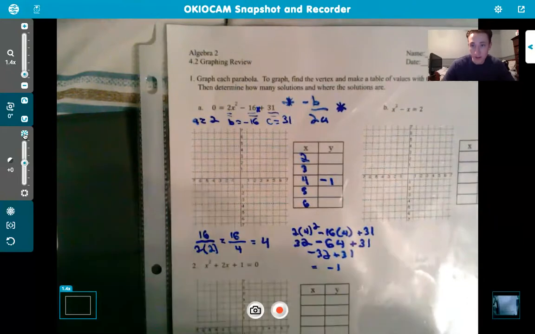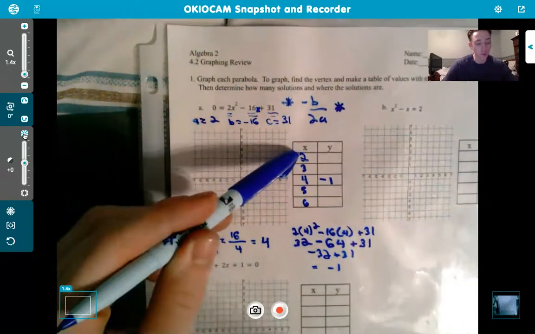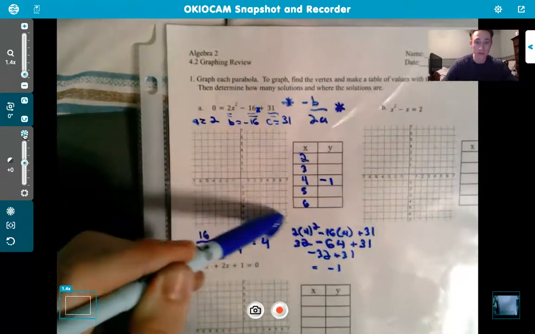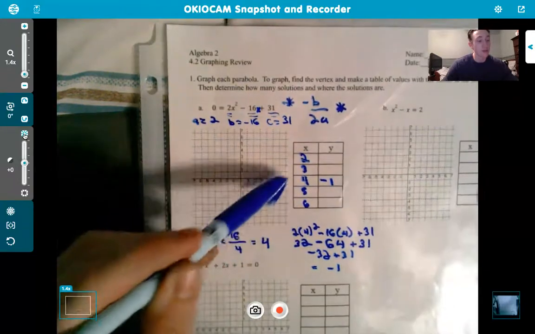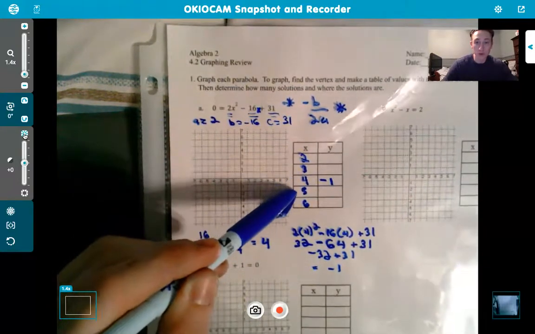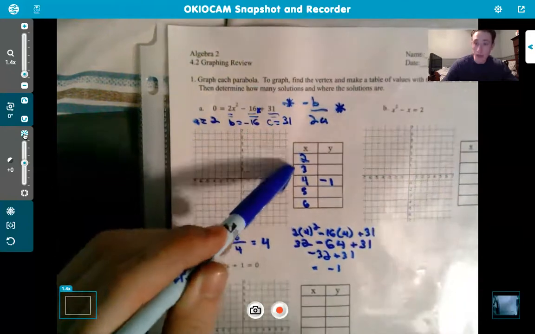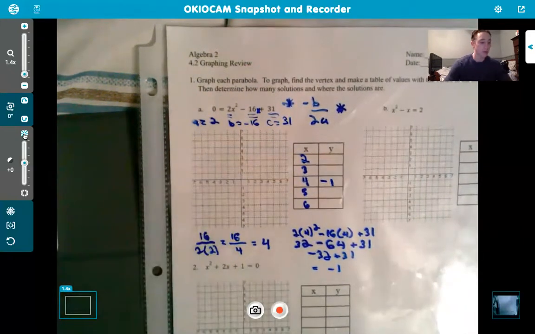The reason we do that is because whatever the y value is we find for 2, because it's symmetric, will be the same value for 6. The value for 3 will be the same value for 5. So I only need to really do half the work there. Okay? I'm actually going to use my calculator for these as well.